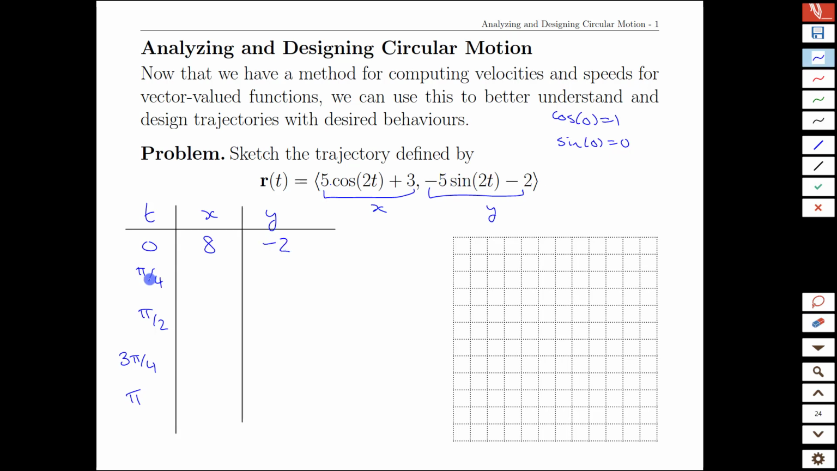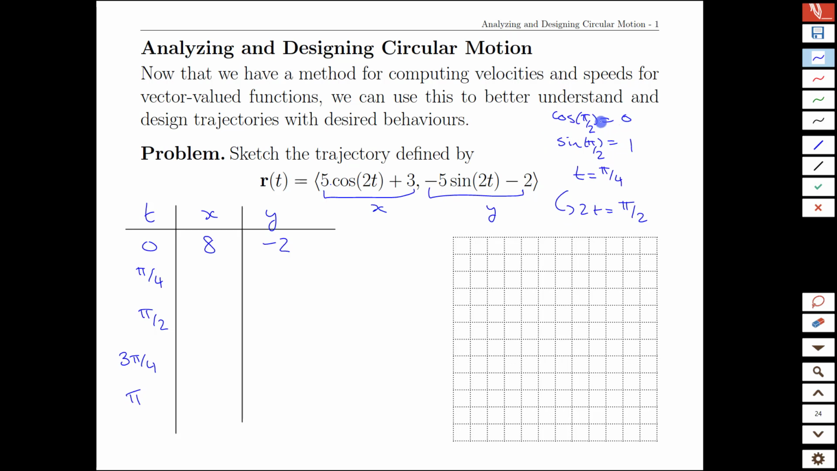At pi over 4, we need to be a bit careful, because we're going to take that time and multiply it first. So when t is equal to pi over 4, 2t is going to be equal to pi over 2. And then just doing a quick change of our values up here, we're studying cos of pi over 2 and sine of pi over 2. Well, at those instances, those values are reversed. Cos of pi over 2 is 0, but sine of pi over 2 is 1.